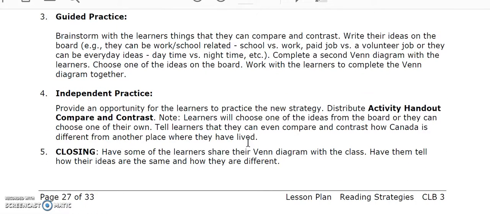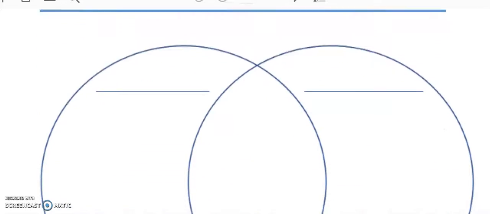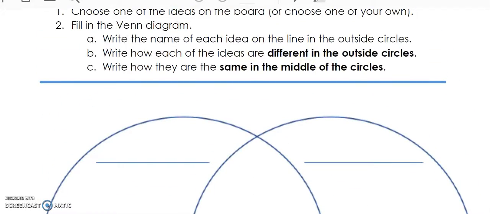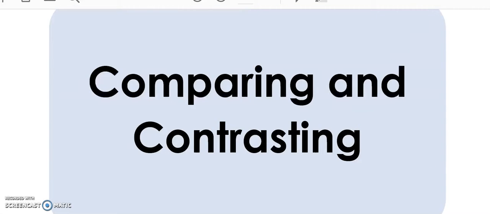Following the guided practice part of the lesson, the learners then complete an independent practice activity where they practice using the Venn diagram to compare and contrast using a different example that you brainstormed as a class in the activity handout. Finally, there is a short closing activity. Please refer to the lesson plan for information on how to teach this strategy in more detail.